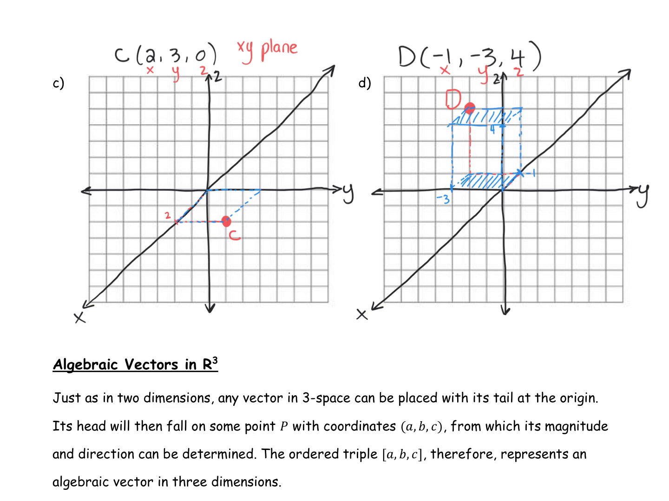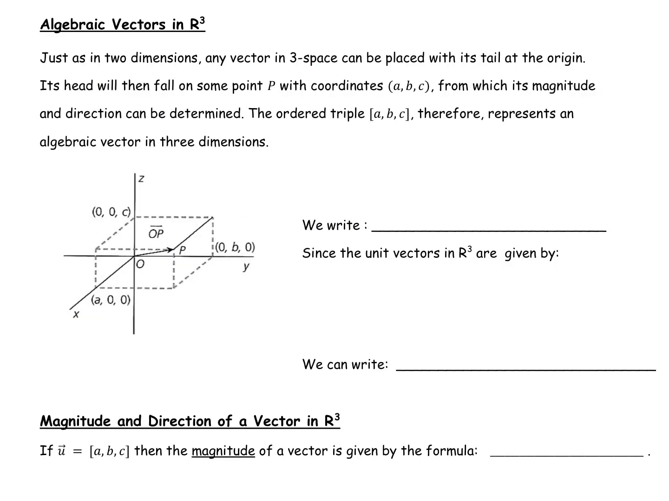You're going to need to practice this idea. That was plotting points, and now we're going to look at algebraic vectors, drawing the vectors. Just like with 2 dimensions, any vector can be placed with its tail at the origin, and then its head will fall on some point P that we've been plotting with these coordinates. Therefore, the ordered triple with square brackets around it represents an algebraic vector starting at the origin, going to a point P, which is (a, b, c). This is what we call a Cartesian vector.